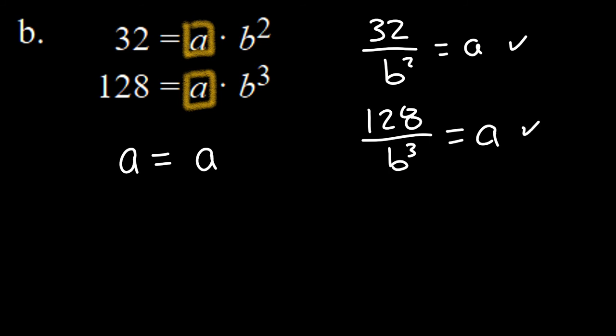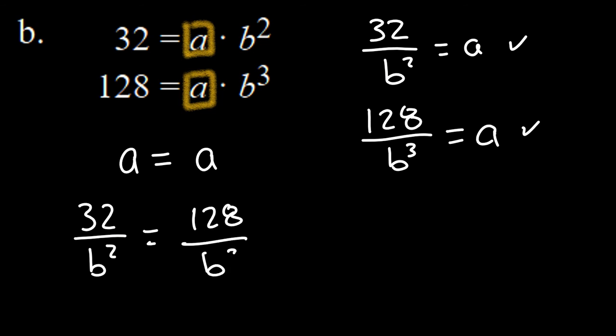So on the left hand side, I'm going to use that first version of a. I'm going to write 32 over b squared. And on the right hand side, I'll use that second version of b, 128 divided by b to the third power. So you can see now, using equal values, a is equal to a, so 32 over b squared has to be the same thing as 128 over b cubed.